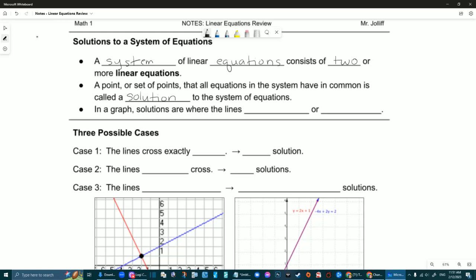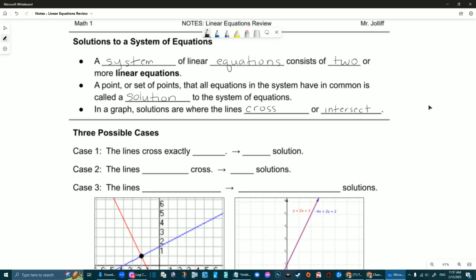So when we have a system of linear equations, we are looking for the points that they have in common. When we graph those lines, the solution or solutions are where the lines cross. Where they cross, or using more mathy words, where they intersect. Or in some cases where they overlap, because they may overlap in more than one point.